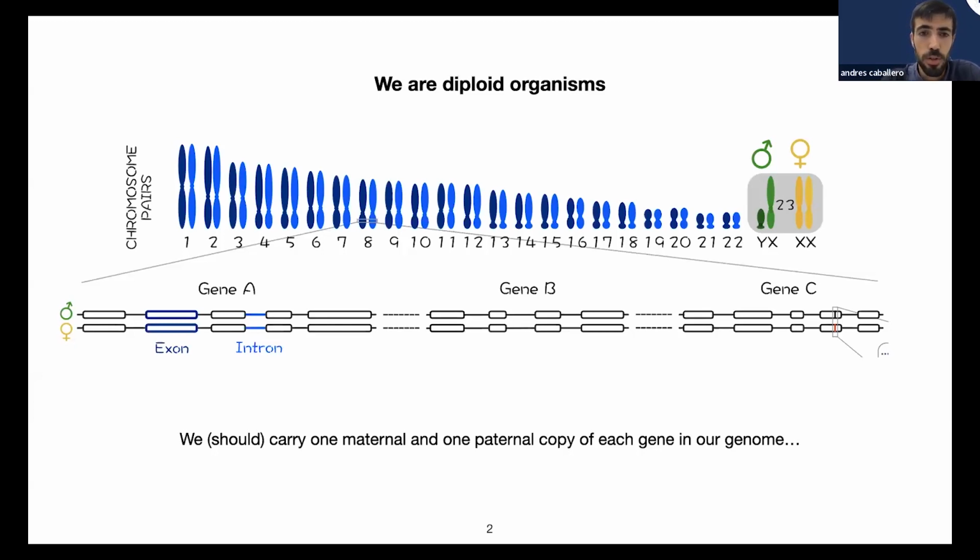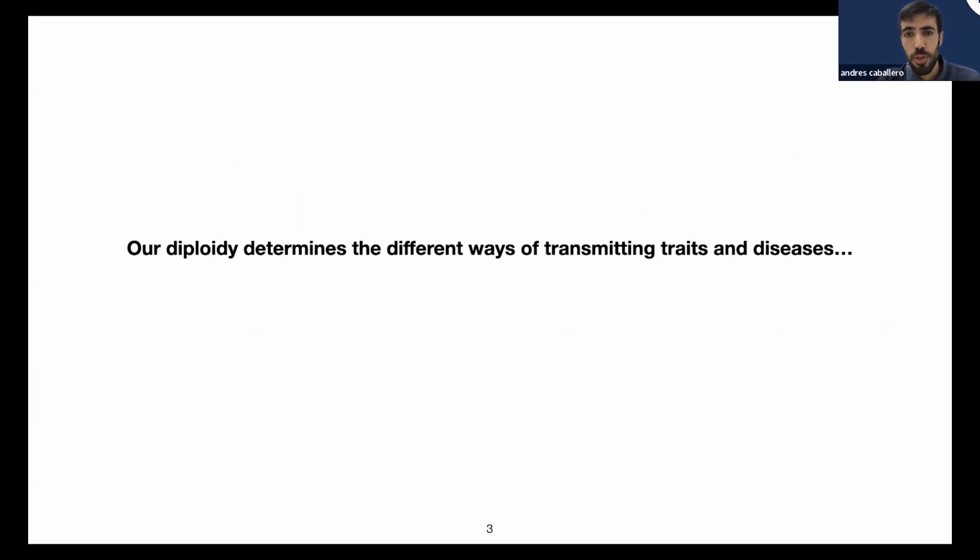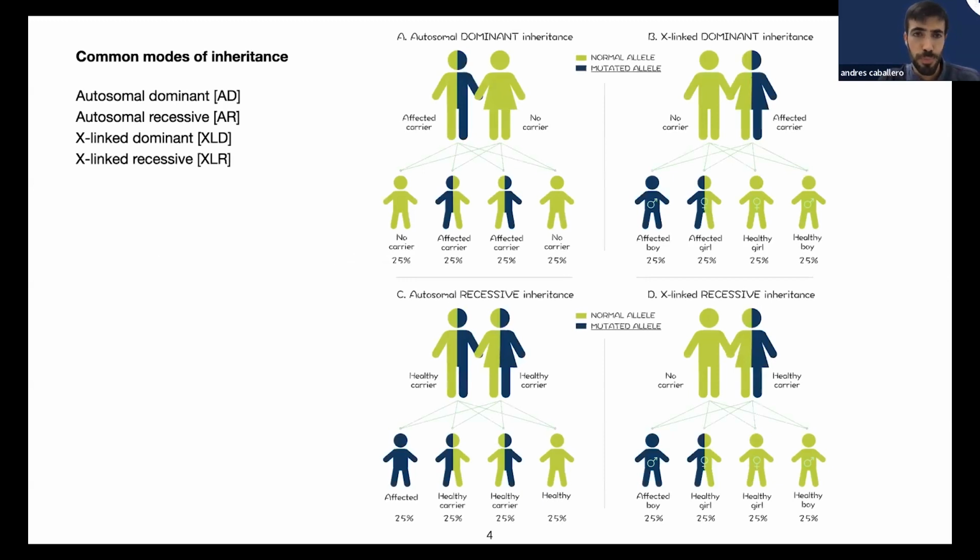So that holds true for the 22 pairs of chromosomes, the non-sexual chromosomes. However, for the sex chromosomes, the X and Y, we males have only one X and one Y, whereas females have two X chromosomes. So why is this important? Because our diploidy is what determines the different ways of transmitting traits and diseases. Here's a quick example. We have the most common modes of inheritance, so autosomal dominant, recessive, or X-linked dominant, recessive, for most of the known genetic conditions nowadays.